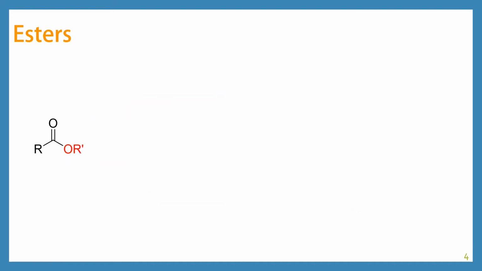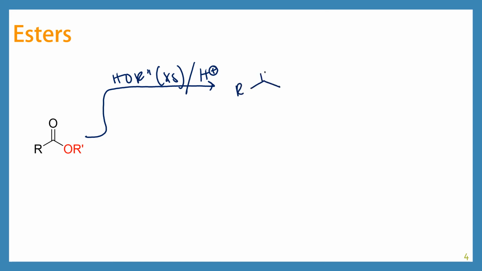Esters have an extra trick up their sleeves. You can actually react an ester with an alcohol of a different identity. So instead of R prime, we have R double prime in acid. And going through the same mechanism as Fischer esterification, you can accomplish what's called a transesterification, where you turn one ester into a different ester.